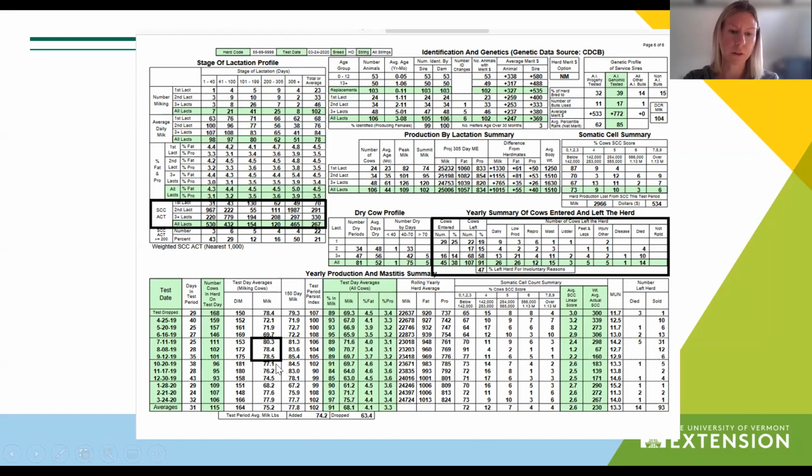You can also see that this herd had a big jump in production from one test to the next. They jumped about 11 pounds in milk. So that's significant. As someone who looks at dairy records a lot, that would prompt me to ask, what happened? Did we make a management change? Did we get rid of a lot of animals?